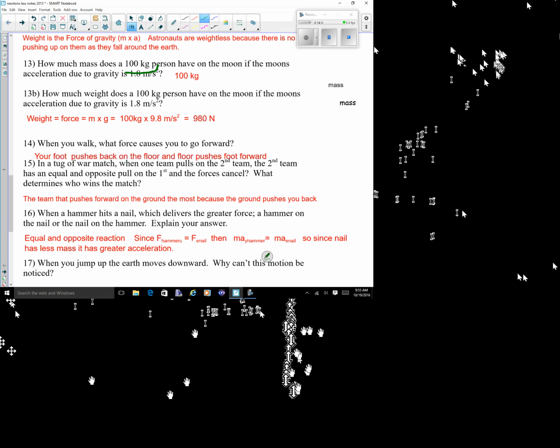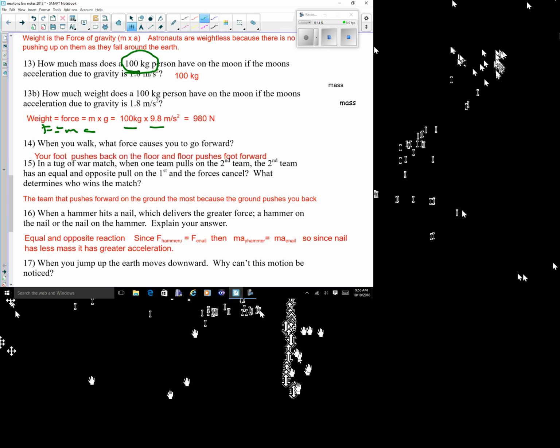13b, though, it says how much weight does it have? Well, you got to remember that we started off with the formula F equals m times a, and a is the acceleration due to gravity. So my mass is 100 kilograms, my gravity is 9.8, and so that gives me 980 newtons on Earth. But I don't know why I put 9.8 there, because we're looking for the moon's acceleration. So let me do this over again.